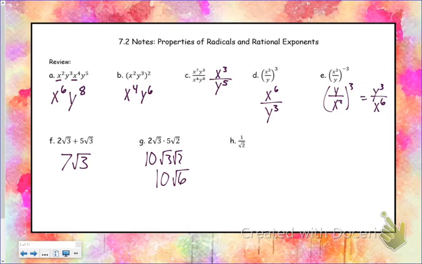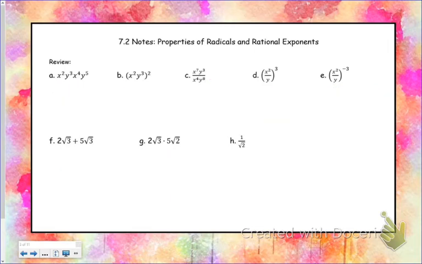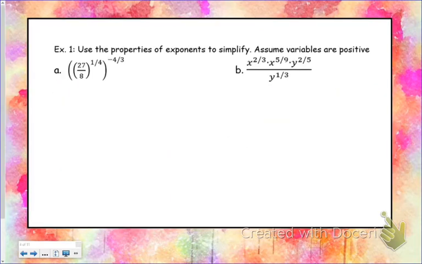Something else you learned about was how to rationalize the denominator. So you'd multiply by the square root of 2 on the top and the bottom. Square root of 2 times the square root of 2 gives us just 2. And then I have the square root of 2 left at the top. So we're going to use some of those properties with what we do today. We're going to start by looking at those properties with exponents.